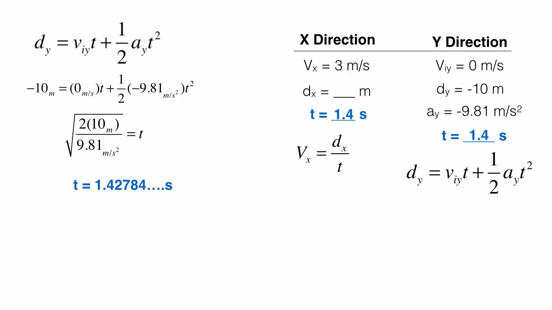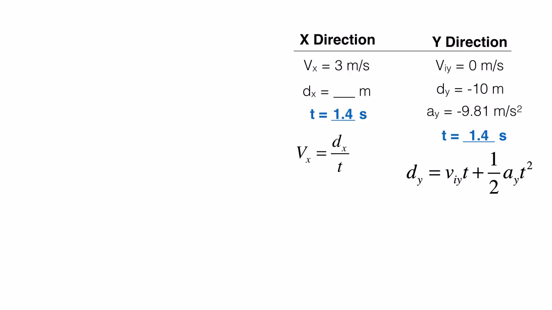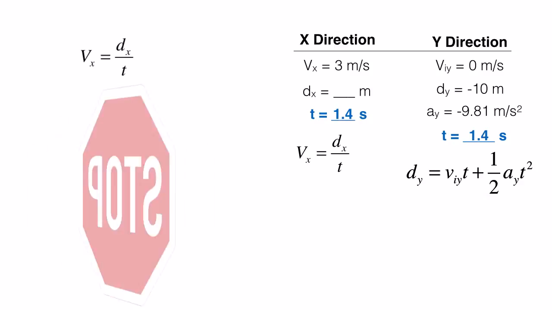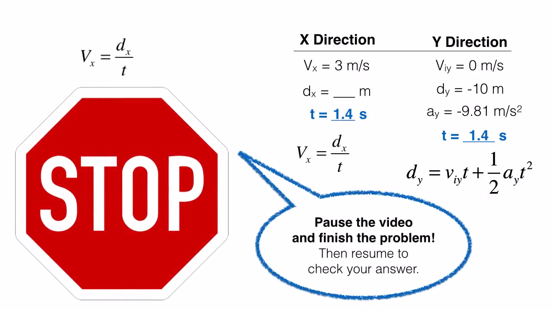Now remember, since it's the same ball, the time it takes for it to land in the y direction is the same time that it takes for the ball to land in the x direction. Now that we know that the time is 1.4, etc. seconds, we have everything we need to find the displacement in the x position. I'd like you to pause the video now and try and solve for the final answer yourself, then check back.